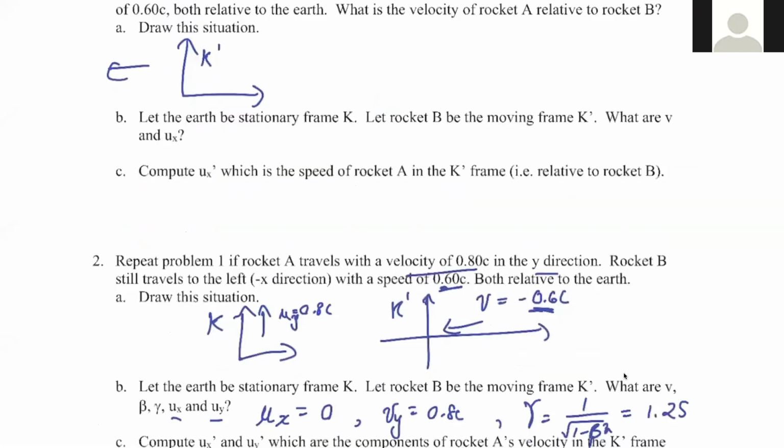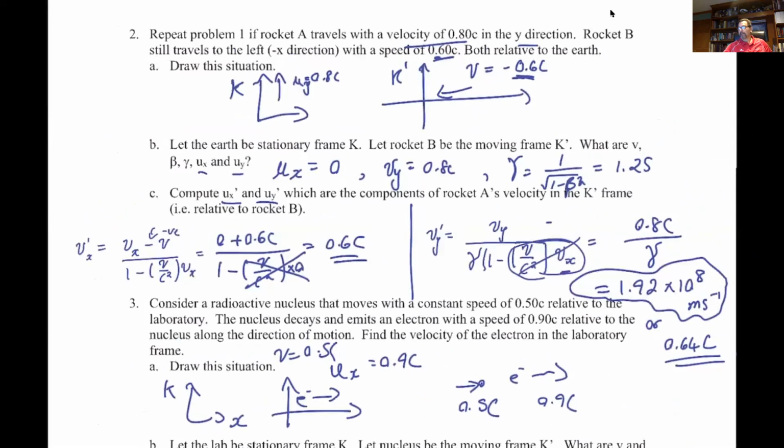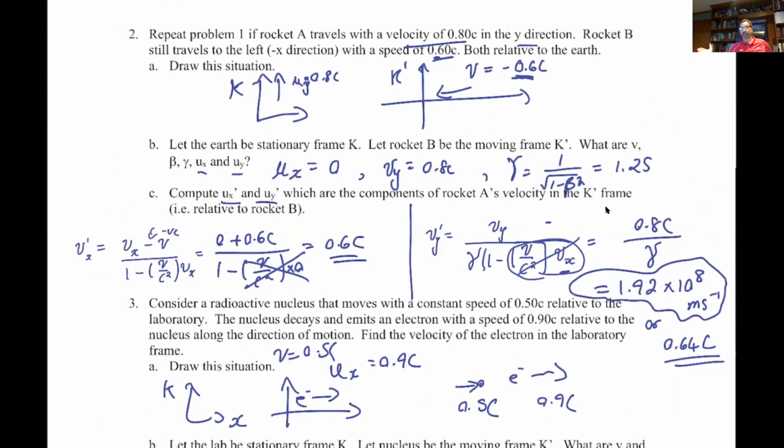Very similar problem. They just turned rocket A from heading along the X direction to going on the vertical direction, okay? And they chose to put the K prime frame over on the right side, but they still have it moving at minus 0.6 C, right? Only they've swung the U, the velocity in the Earth's frame, from going in the X direction to going in the Y direction. Right, see how the picture's different?